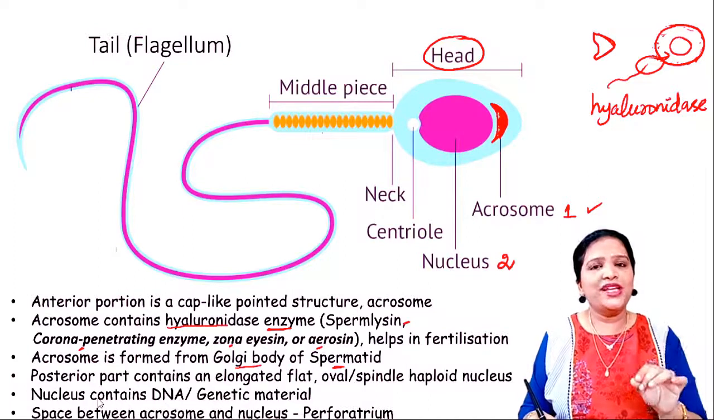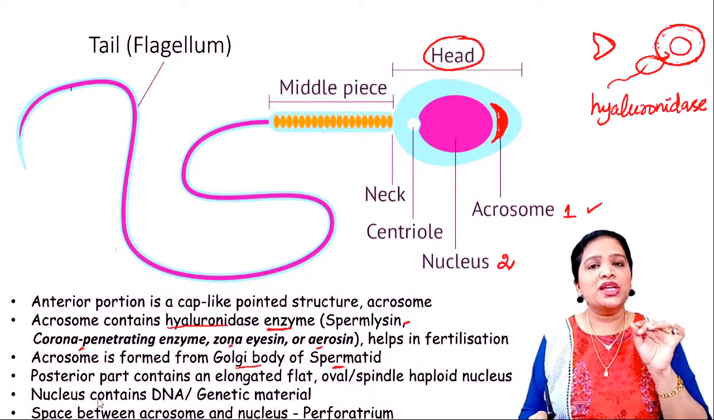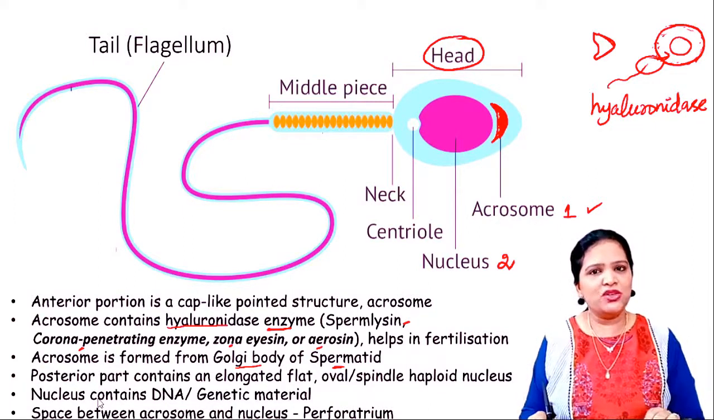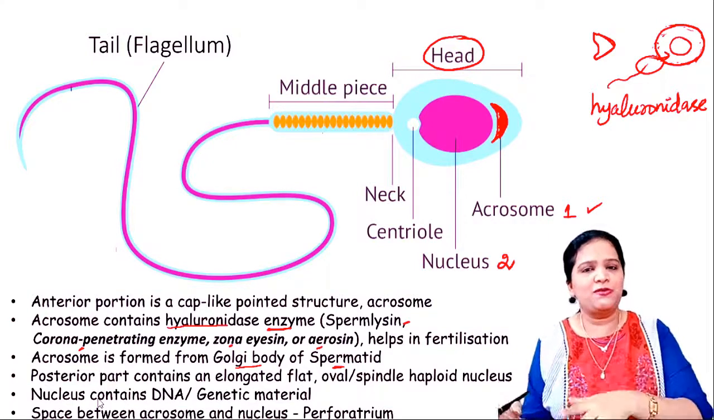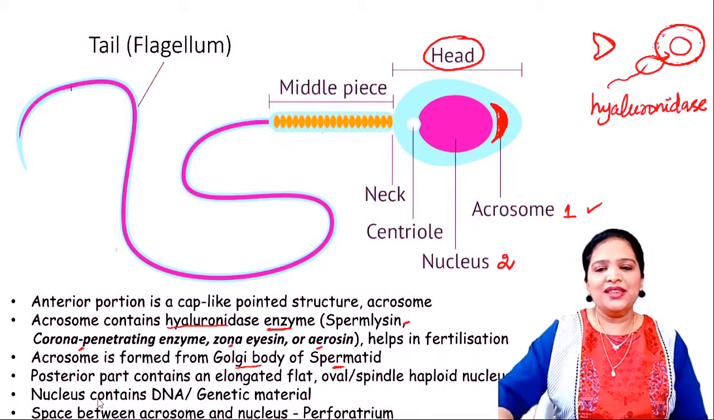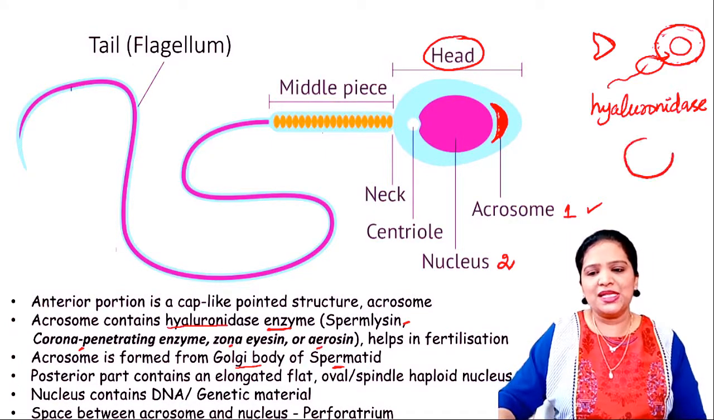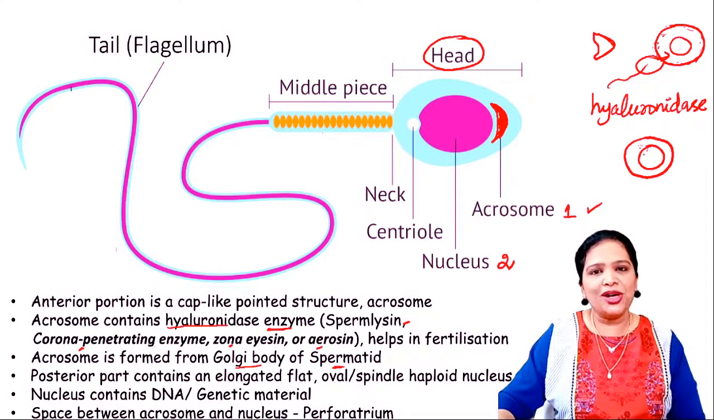We know during spermatogenesis we studied spermiogenesis. What is spermiogenesis? From the spermatid, a mature sperm develops. This step is called spermiogenesis. In this process, if this is a spermatid having the nucleus, it has a structure called the Golgi body.